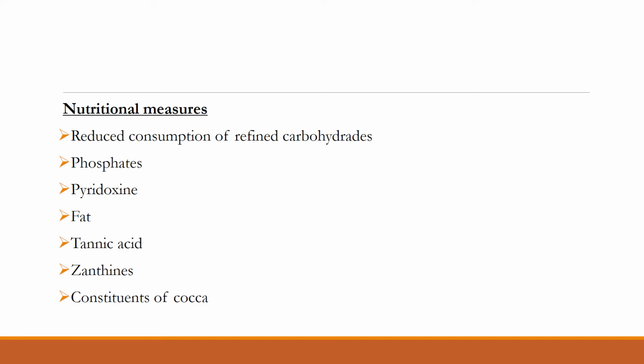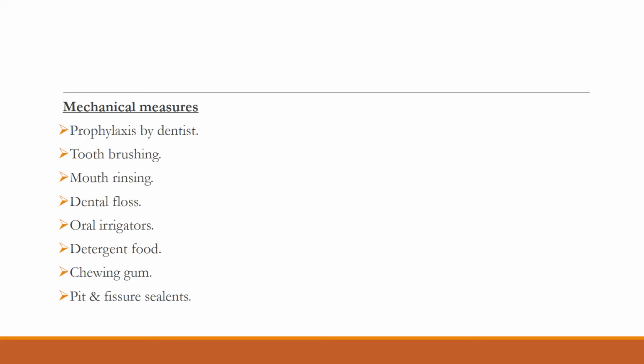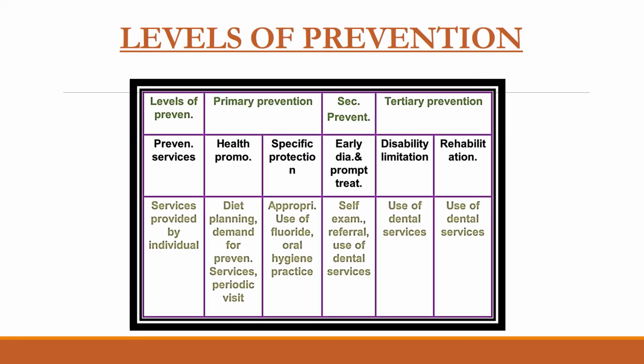Nutritional measures: reduced consumption of refined carbohydrates, phosphates, pyridoxine, fat, tannic acid, xanthines, and constituents of cocoa. Mechanical measures: prophylaxis by the dentist, tooth brushing, mouth rinsing, dental flossing, oral irrigators, detergent food, chewing gum, pit and fissure sealants. Coming to levels of prevention.